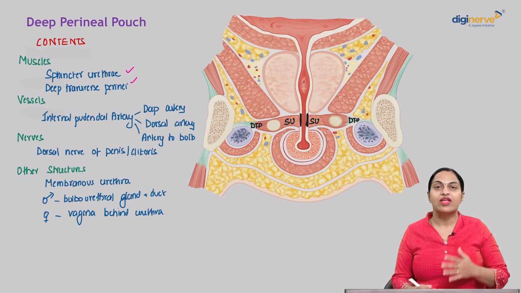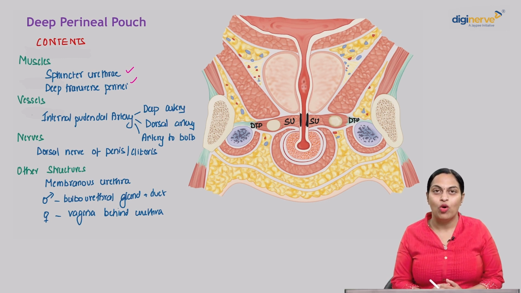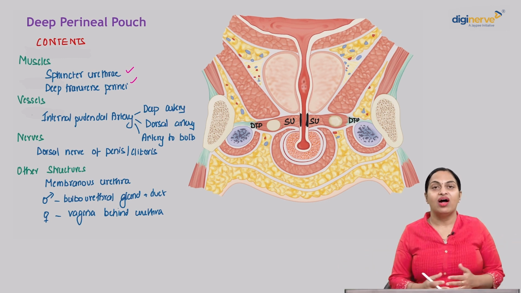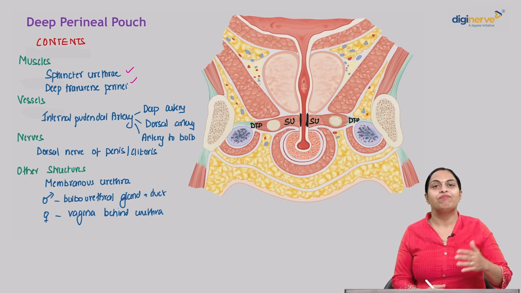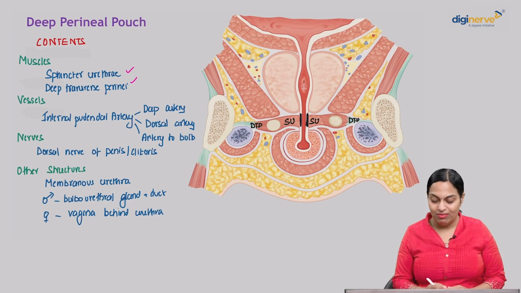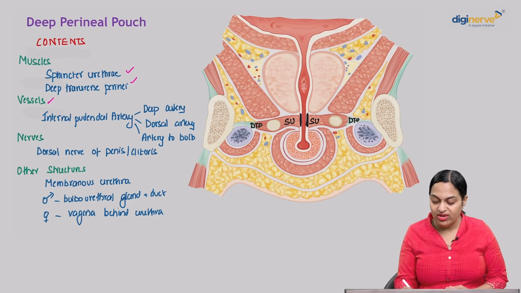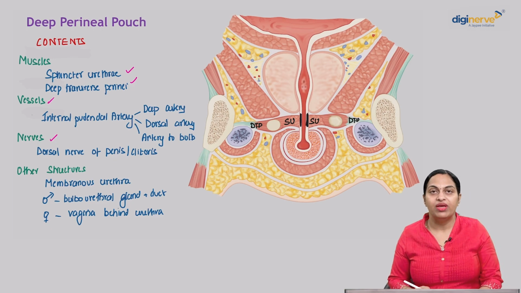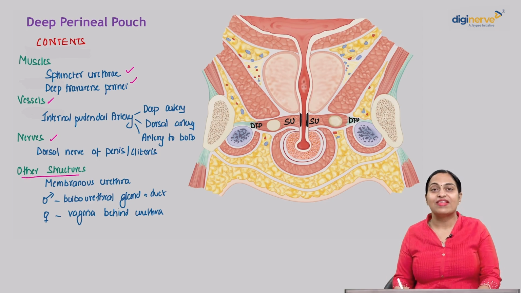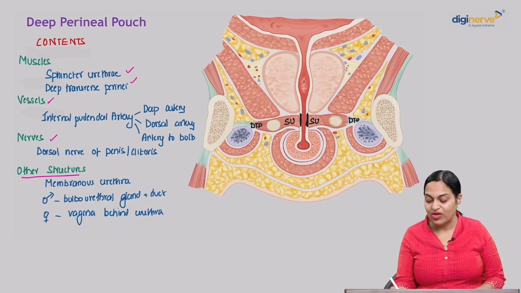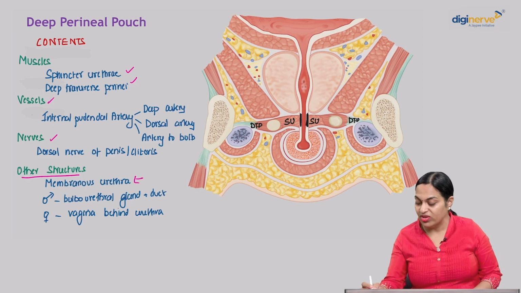What are the vessels that you'll encounter in the deep perineal pouch? Along the pubic arch, the internal pudendal artery, which is going to divide into the dorsal artery, the deep artery, and the artery to the bulb, right? And what about the nerves? The dorsal nerve of penis or clitoris. And the other structures in the deep perineal pouch, as I told you, the membranous urethra.